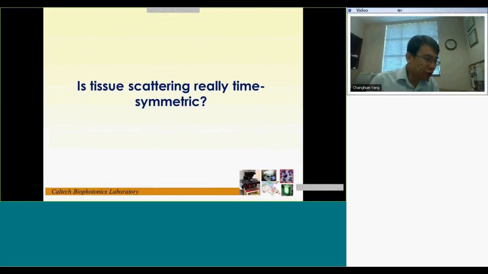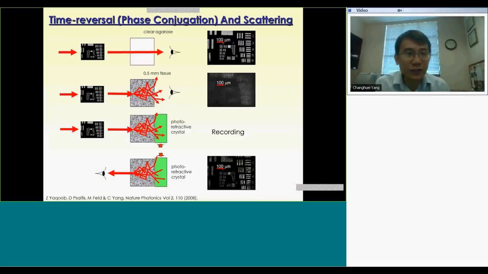All right. So we've gone through a few concepts, and I thought it'd be worthwhile to systematically present to you the experimental verification of all of this. The first question we should address is: is tissue scattering really time-symmetric in nature? Back in 2008, we demonstrated concretely that this phenomenon is experimentally observable. Let me walk you through this experiment very quickly.